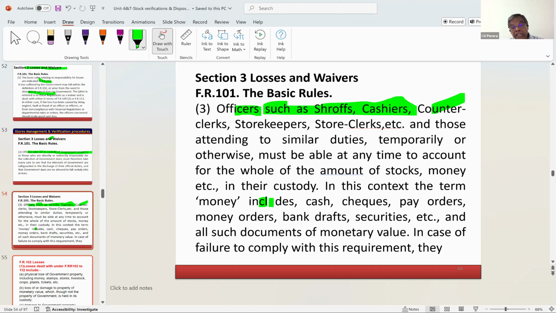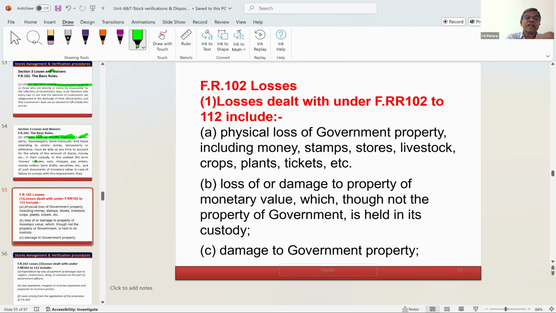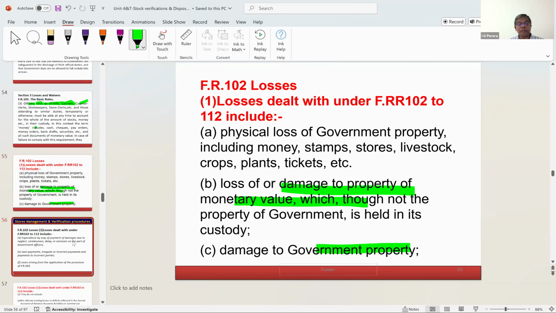It can be money or money equivalents, can be checks or pay orders or money orders or bank drafts or whatever it is. So the accounting officer, or the chief storekeeper, or cashiers, whatever the designation, those who are basically the custodians are responsible for maintaining such items. So money, stamps, stores, livestock, all these. You can see various types of stores. Also, property damages, where a monetary value will be attached. Damage to government property.